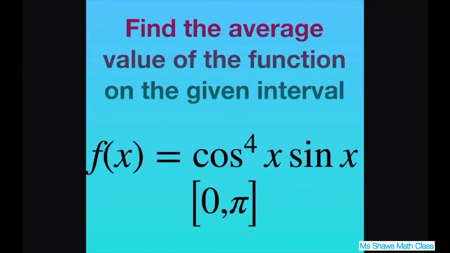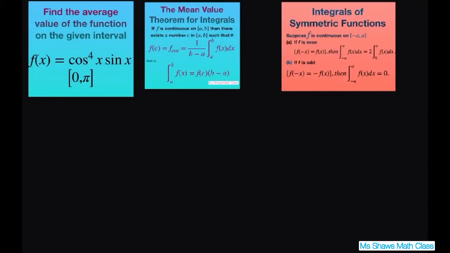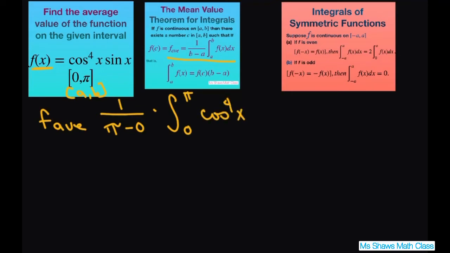Everyone, we're going to find the average value of the function f(x) on the given interval from 0 to pi. So we have the average is going to be 1, and I'm using this formula here, where this is your a and this is your b. So we have 1 over (pi minus 0) times the integral from 0 to pi of cosine to the 4th power of x sine of x dx.